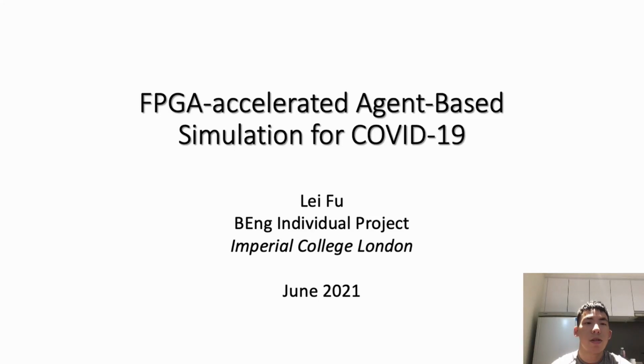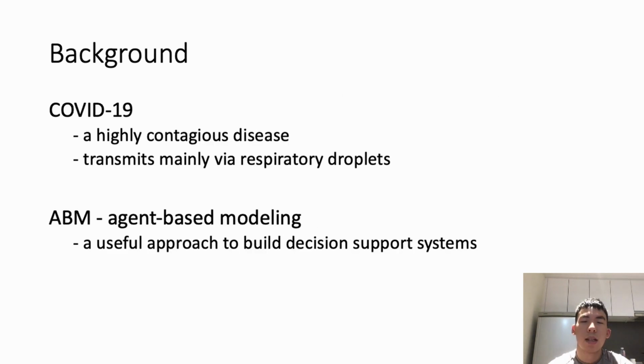Hi, I'm happy to share with you my BH project, FPGA-accelerated agent-based simulation for COVID-19. COVID-19 is a highly contagious disease that transmits mainly via droplets. Decision support systems that enable healthcare professionals to predict and contain the spread of the epidemic are in great need.